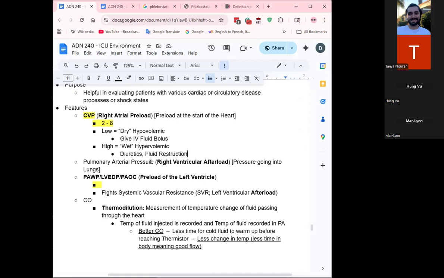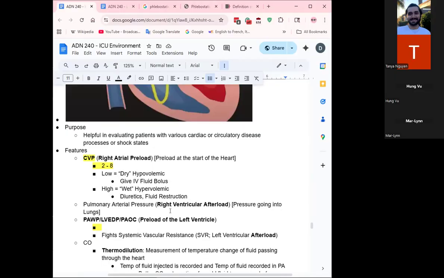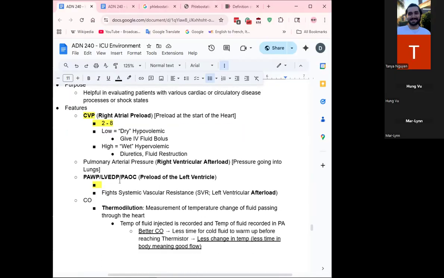But the pulmonary arterial pressure is the pressure going into the lungs. I like to think of it as the right ventricular afterload. This is the pressure that your right ventricle has to fight to make it to the lungs. If this value is elevated, that's what you might have heard called pulmonary hypertension, because there's so much pressure in the lungs. Your heart is now struggling to get blood to the lungs.